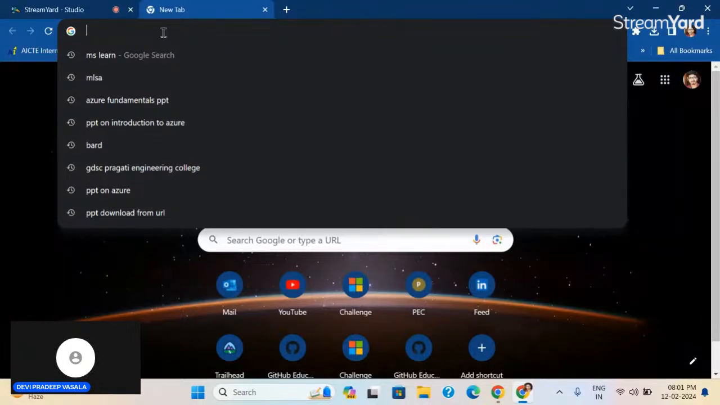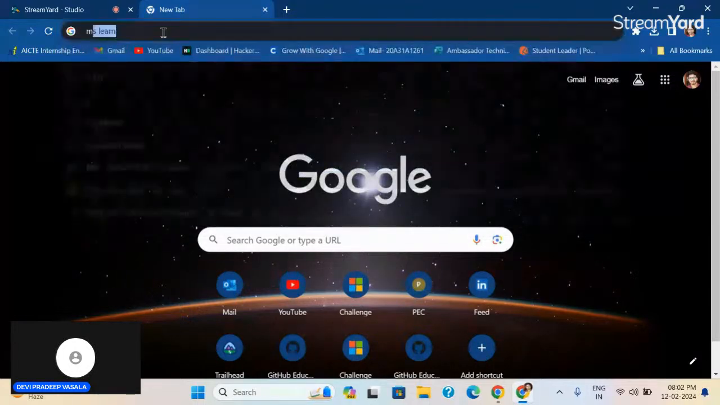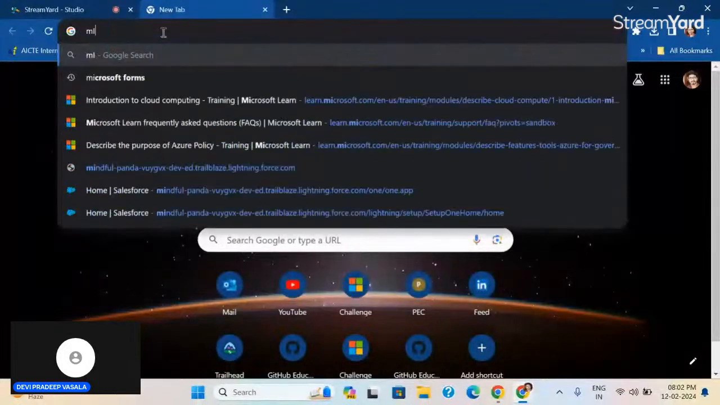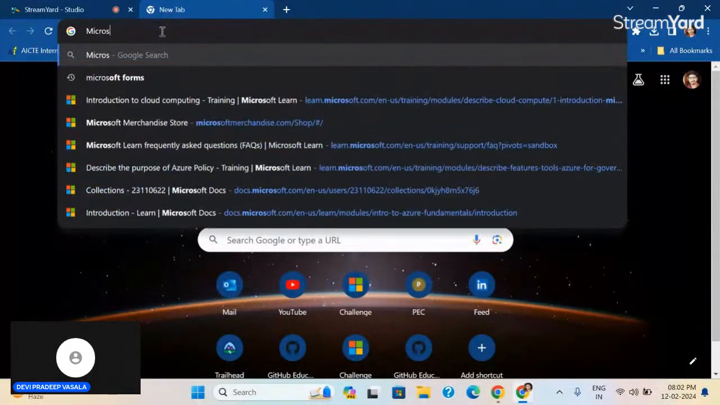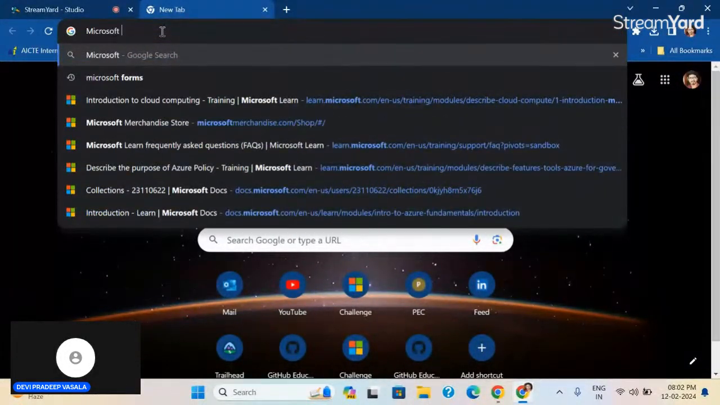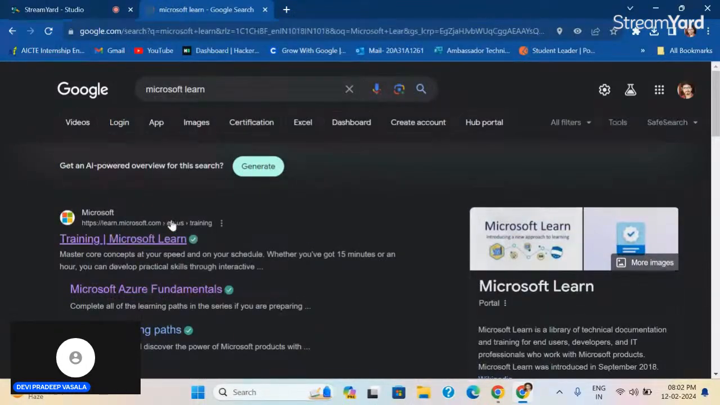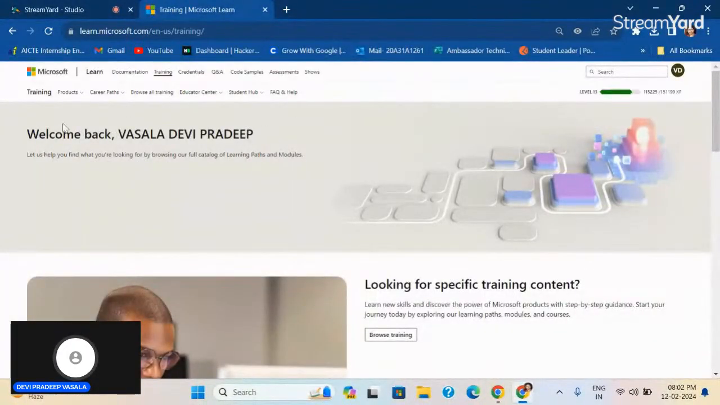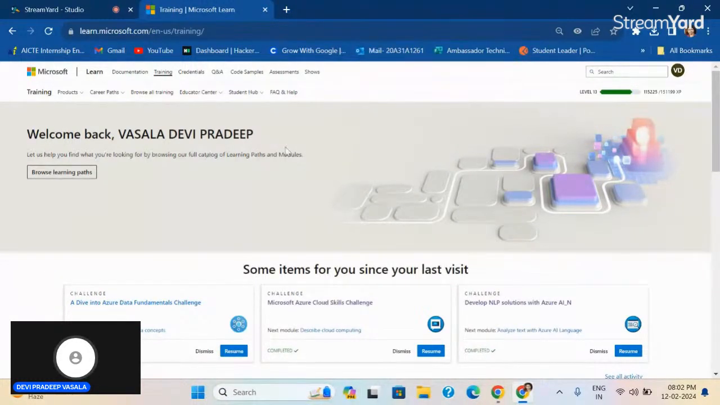First of all, everybody should know where to complete this Microsoft Azure Fundamentals and how to start. Whatever we have to learn in Microsoft technologies, you should go to the Microsoft Learn portal. Every company has its own learning portal. So now I am typing Microsoft Learn. When you search Microsoft Learn, you get the link learn.microsoft.com. Click on this link, and a page appears like this, the Microsoft Training Portal.